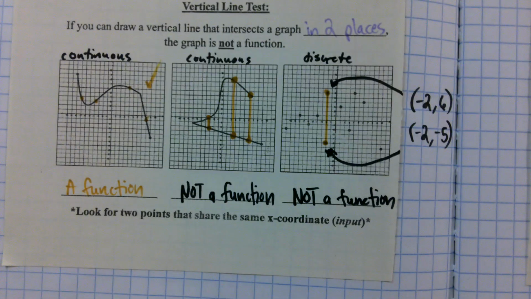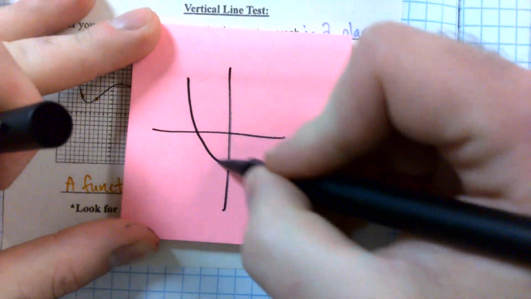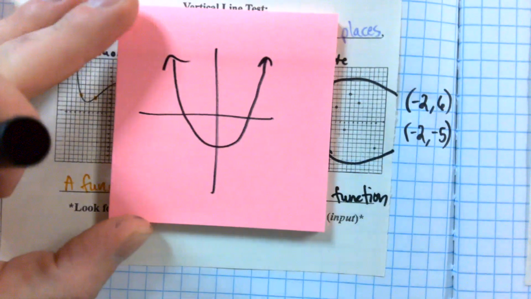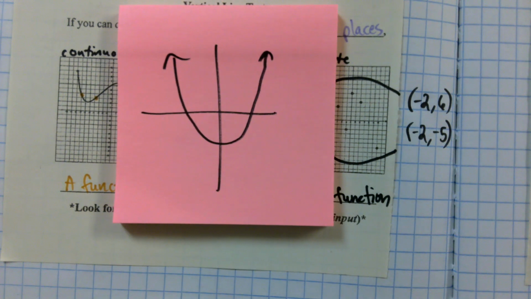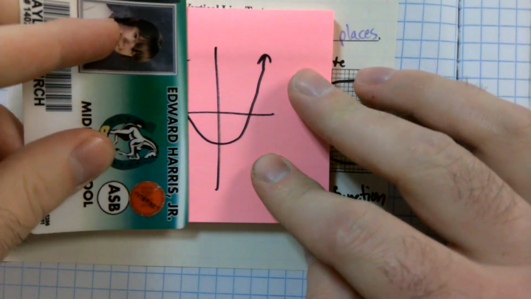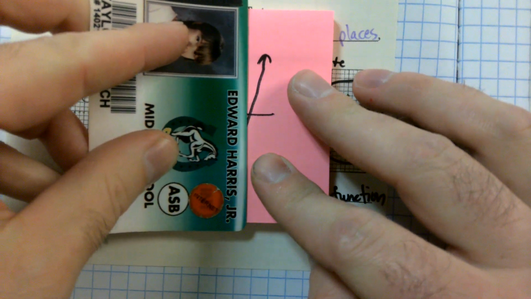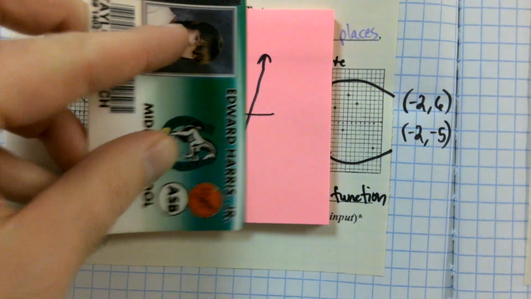If I had a graph like this, give me a thumbs up if you think that is a function. Give me a thumbs down if you think that is not a function. What do you think? Good, I see all thumbs up. Again, vertical line test. I slide this over, boom, boom, boom. I'm still only looking at 1 point, 1 point, 1 point. There's never a point where I have 2 points on the same vertical line.